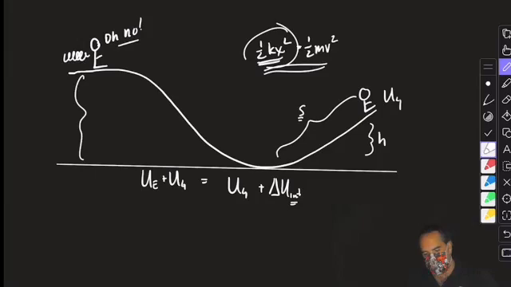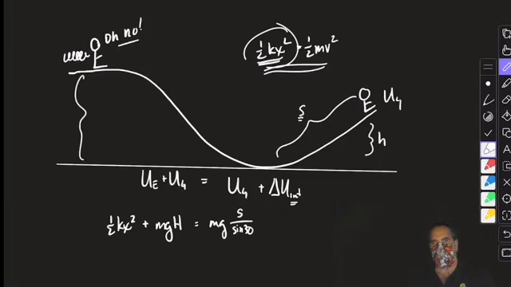So this part's going to be the 1/2 kx squared plus the mgh for our starting height. That's going to equal mg s over sine 30, right? Because that's the height. Plus the work done by friction will be the frictional force, which is going to be mu mg cosine 30 degrees. That's just the frictional force times s. Solve for s. I'm done.